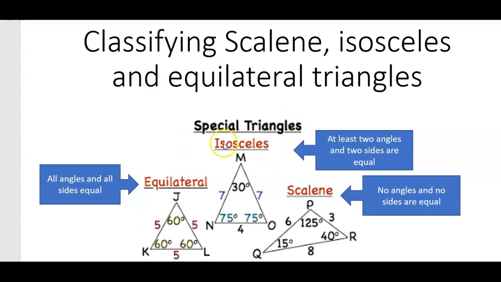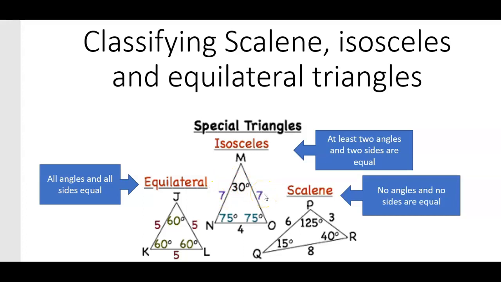The first one you have is the isosceles triangle. An isosceles triangle has at least two angles and two sides that are equal. So you can see in this triangle, we have two angle measures that are 75 degrees. So that qualifies it as an isosceles triangle. It has to have at least two angles that are equal. And if there's two angles that are equal, there will also be two sides that are equal. And so our two sides are 7 and 7. Those side lengths are the same.